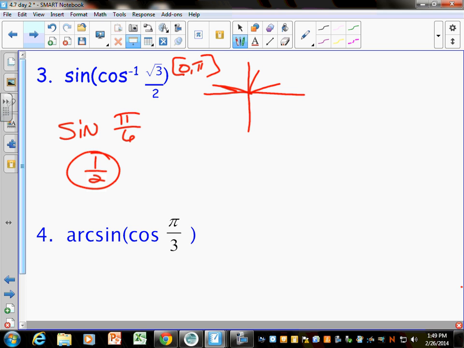So try this one. Don't yell it out. Inside first, then work your way to the outside. See if you can get an answer.